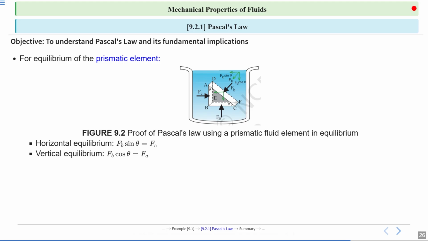Next, we have the vertical equilibrium. The equation FB cos theta is equal to FA indicates that the vertical component of the force is balanced by the force on the top face of the element.